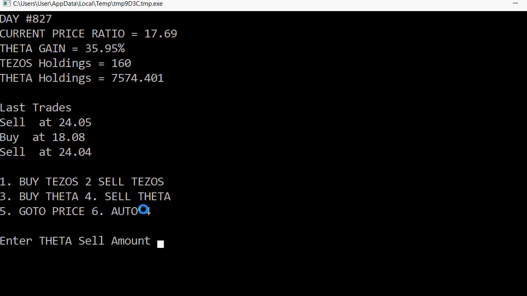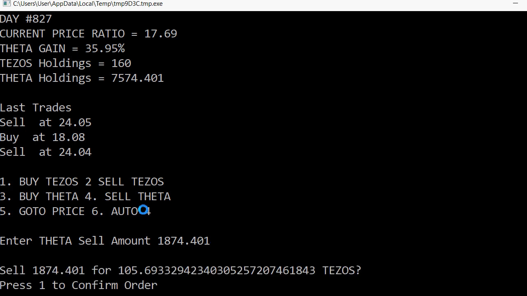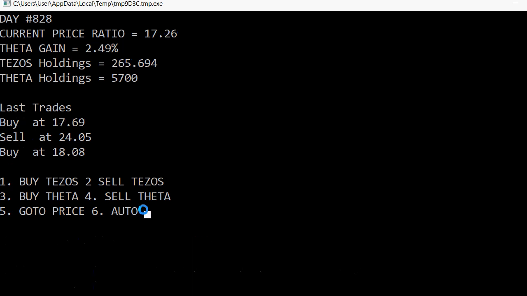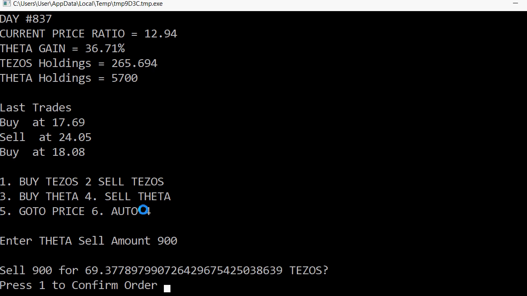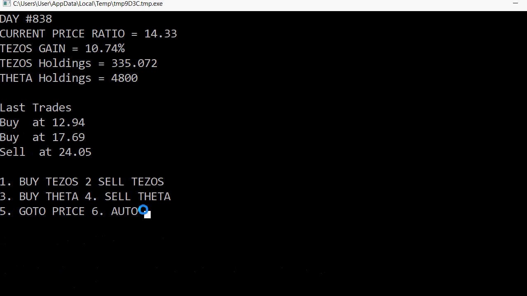So let's get rid of 1800 maybe, which is like pretty much what we started with. And that's just, again, a one batch move. Day 828 getting close, but this thing is going to start crashing here pretty soon because Theta's going to go on a big run. So there's Theta gain. So let's assume that you want to sell 900 and we'll bring it down there. And Tezos is at 265. It's going to get much higher. Let's see if we even get a Tezos sale the rest of the way. It does go barely past day 1,000. Let's go ahead and sell maybe 800.